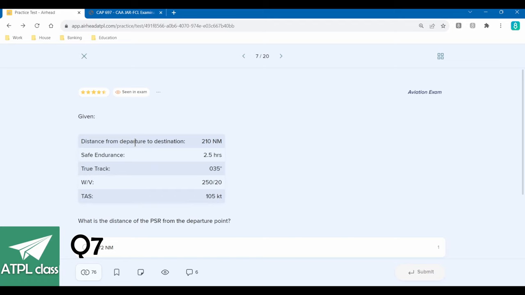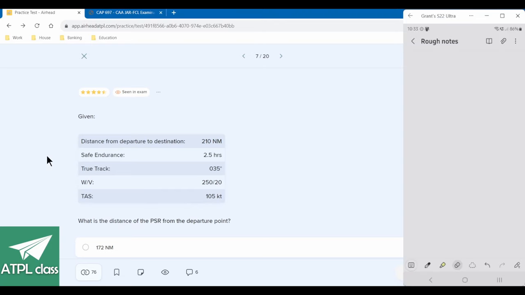Given the distance from departure to destination, 210, safe endurance, true track, wind velocity, true airspeed, what's the distance from the departure point to the point of safe return? So, for the point of safe return, we're going to need ground speeds. So first thing first, I'm going to calculate the ground speed of the home and back legs, because we'll need both.